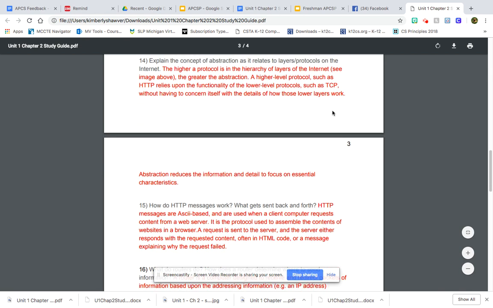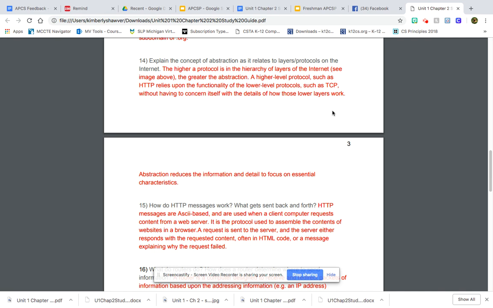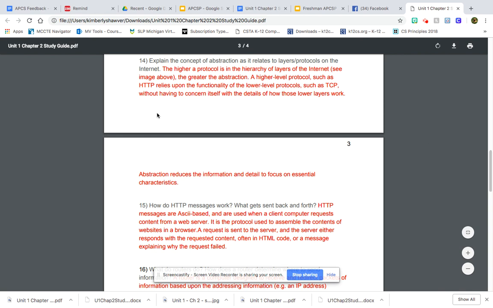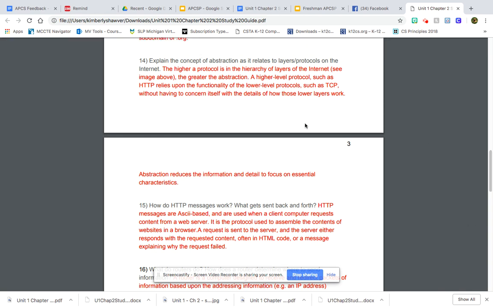Explain the concept of abstraction as it relates to layers/protocols on the internet. The higher a protocol is in the hierarchy of layers of the internet, see the image, and it's actually below, not above. The higher the level of the protocol, the greater the abstraction.